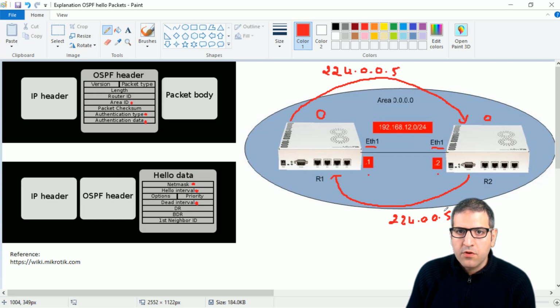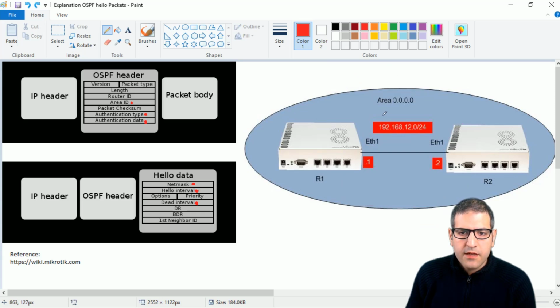Okay, so let's look a little bit at the conditions that the two routers need to meet in order to be able to form the neighborship. I have highlighted them here. First of all, they need to be in the same area ID. So router 1 is on area 0 and router 2 is also on area 0, the backbone area. Then in this case, the area ID is met.